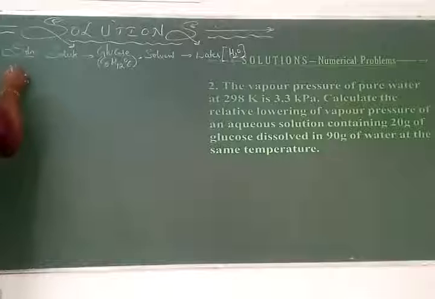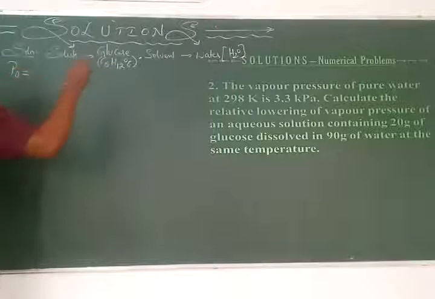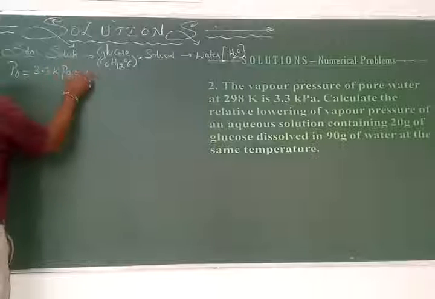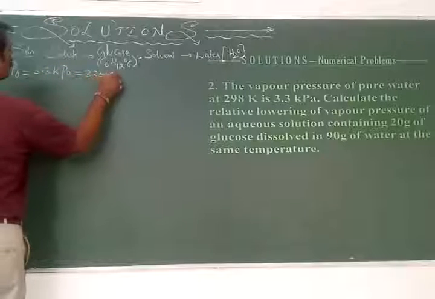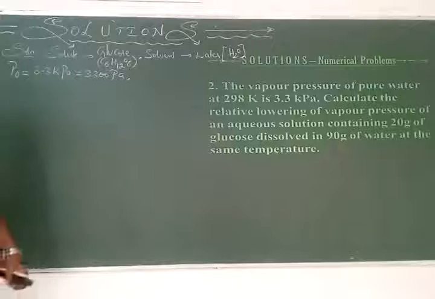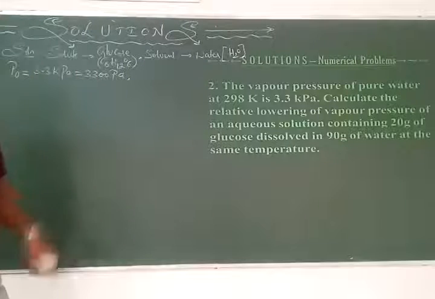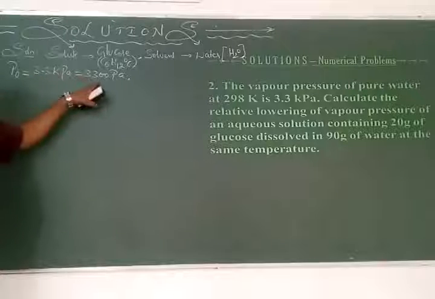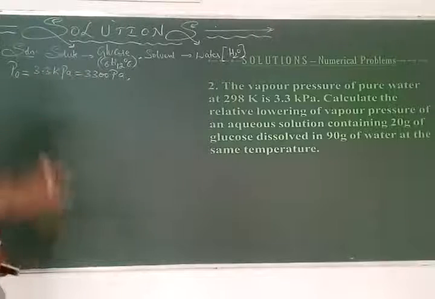What is the vapor pressure? Again, the symbol is P naught. It is 3.3 kilopascals, which is equal to 3300 pascals, because it is given in kilopascals. Kilo means 10 to the power of 3, which is 1000. 1000 into 3.3 is equal to 3300 pascals.